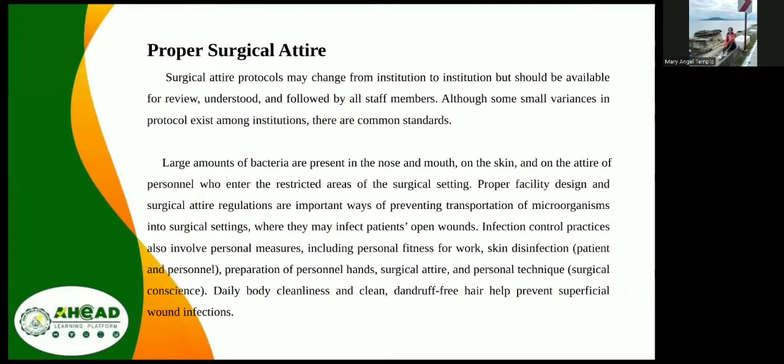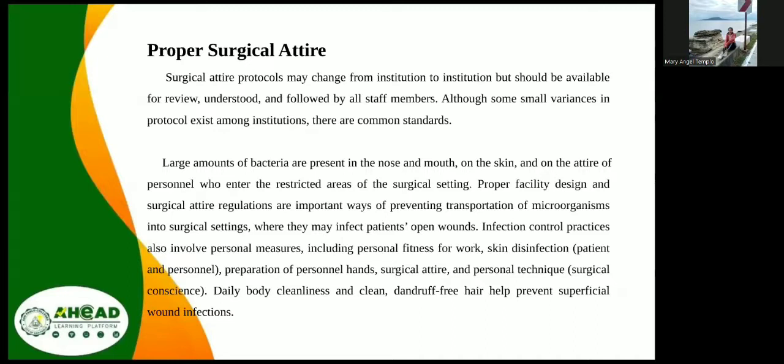Proper surgical attire. Surgical attire protocols may change from institution to institution, but should be available for review, understood, and followed by all staff members. Although some small variants of protocol exist among institutions, there are common standards.